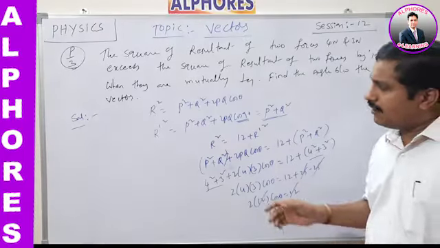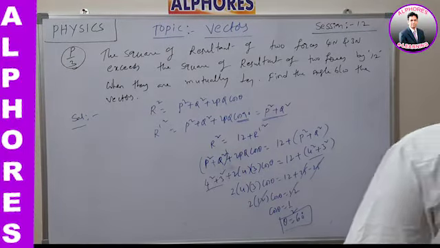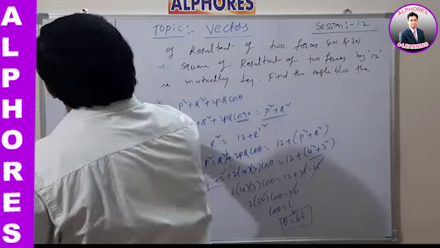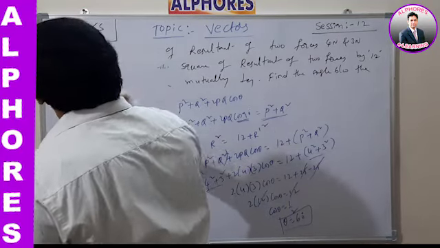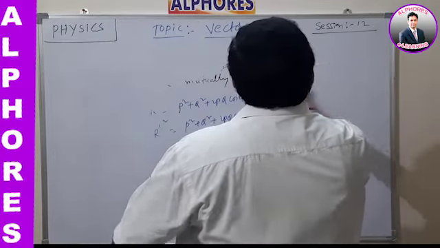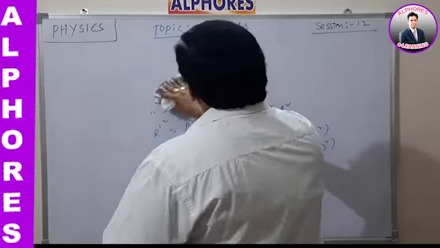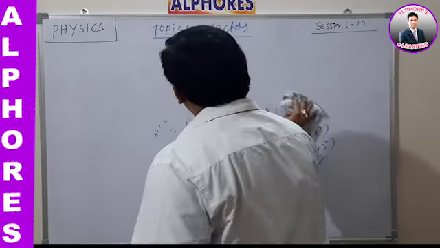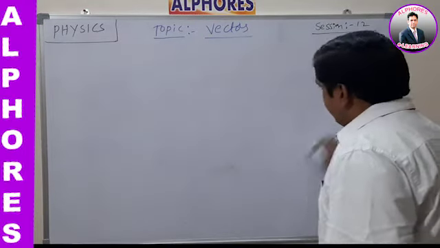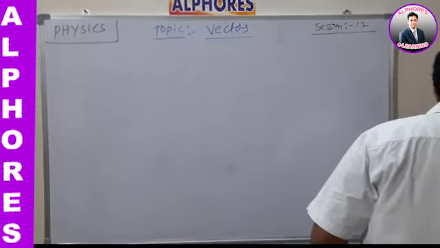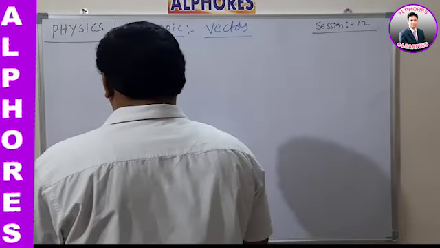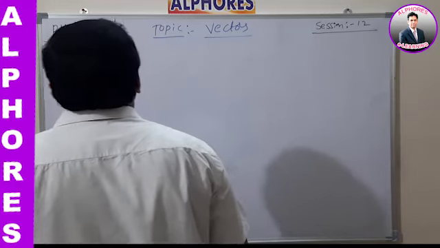Right? Now I have to go with the next problem. These are all simple models based on the parallelogram law of addition of vectors, because it is a major topic in vectors. Now I have to give one more question based on this addition of vectors.